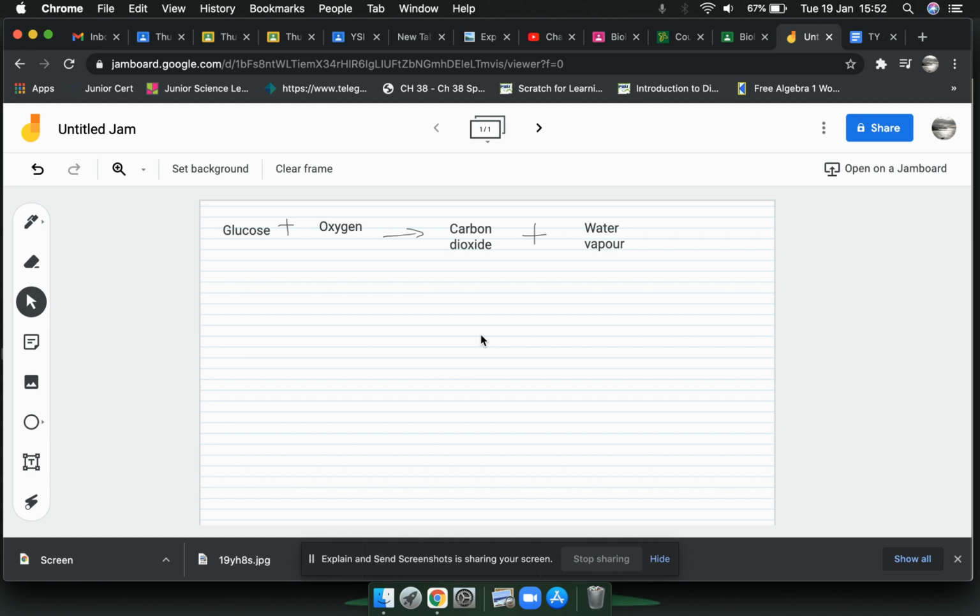What we should write down next is the chemical equation for respiration. So that is C6H12O6 plus O2 produces CO2 plus H2O. What I want you to look carefully at is the number of atoms now in this chemical formula. So let's count them out.